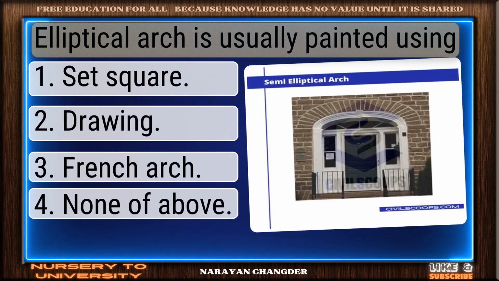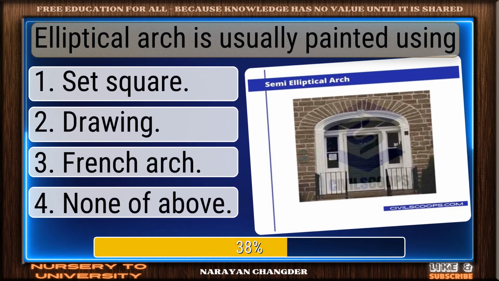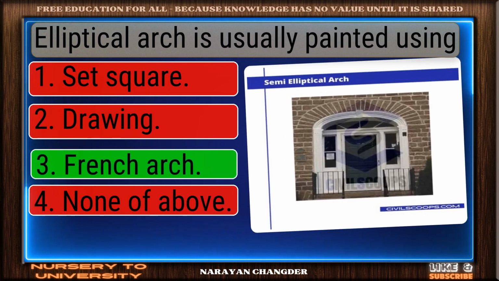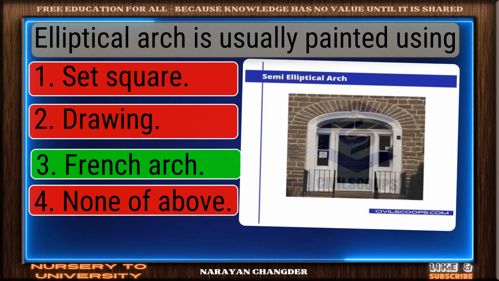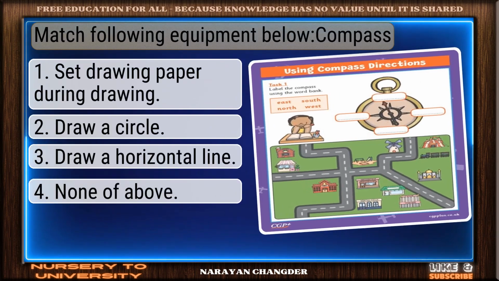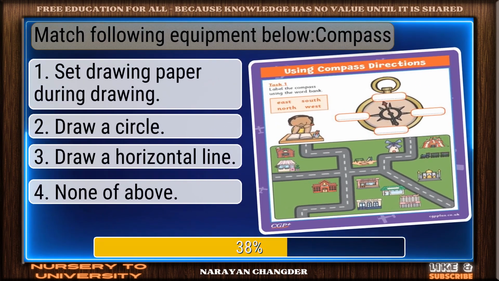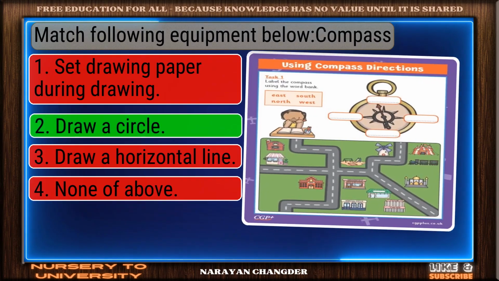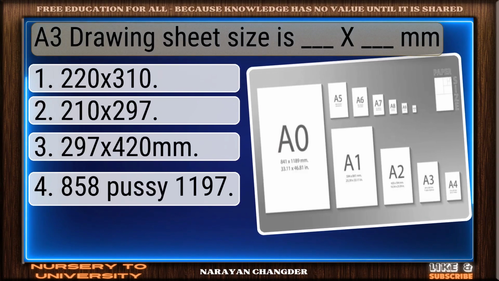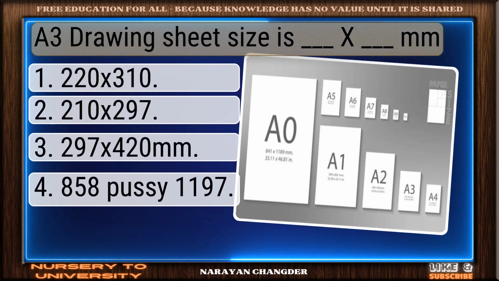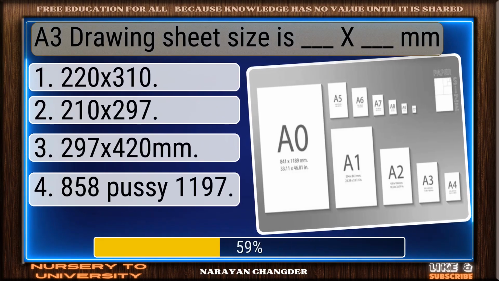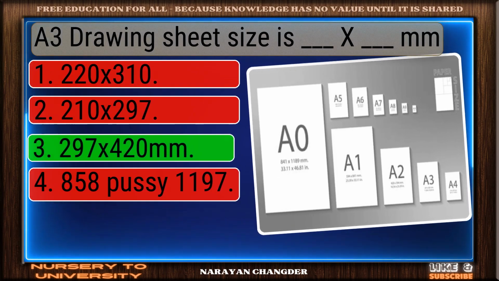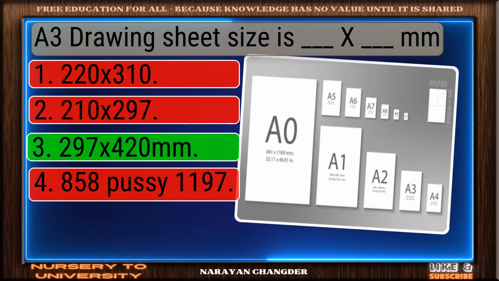Elliptical arch is usually painted using. Correct. French arch is the right answer. Match the following equipment below: compass. Right choice. Draw a circle is the best answer. A3 drawing sheet size is dash x dash. Strong choice. 297 x 420 mm is the right answer.